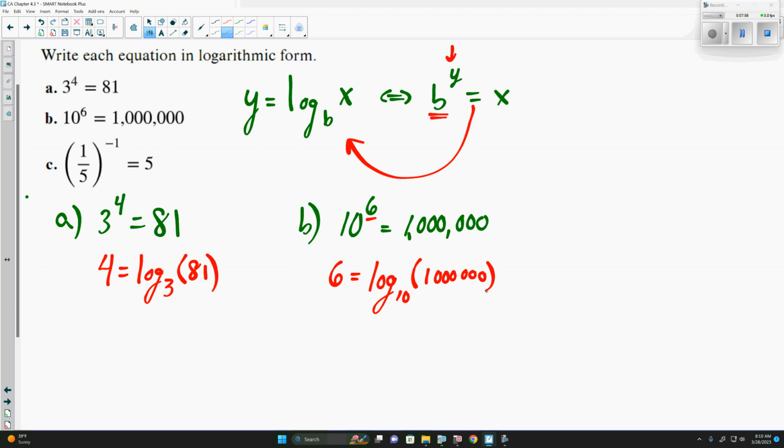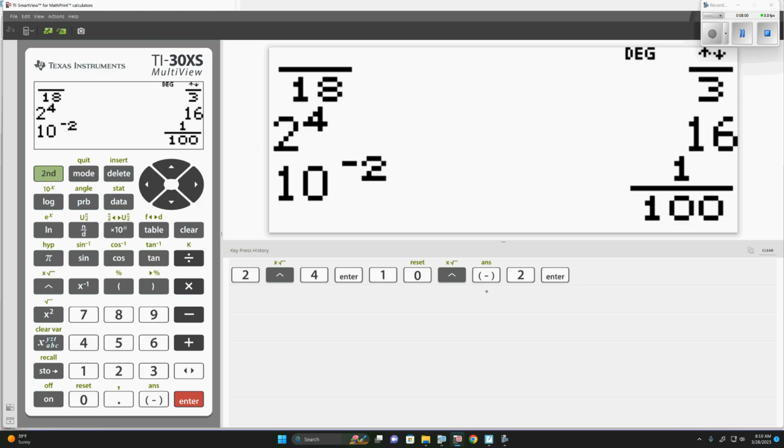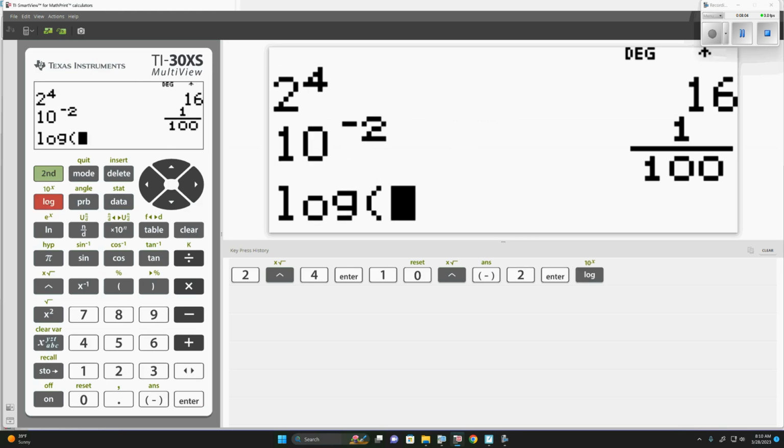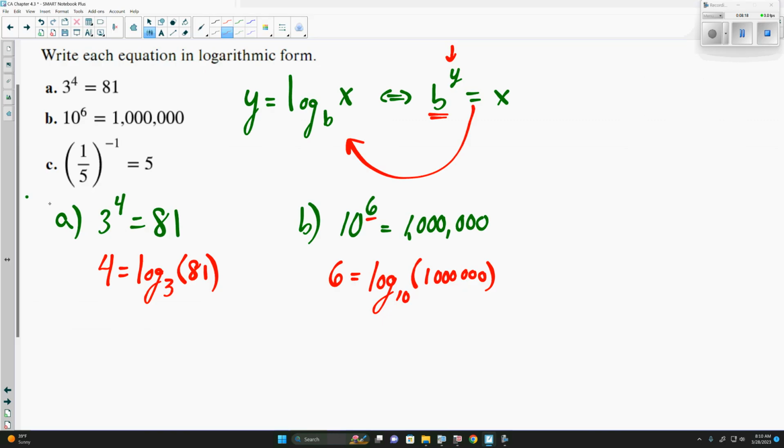Now, with checking these, because I didn't say it on the first one, there is a log button on the calculator, and it's written in common logs, and we'll get to explaining what common logs are, but we can't just type in this here and have it be the same as log base 3. There is a way to type them in, and we'll go over those here in a minute.